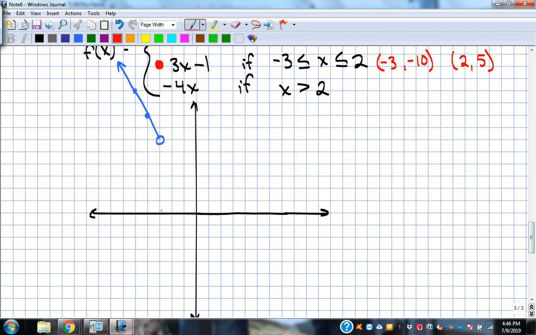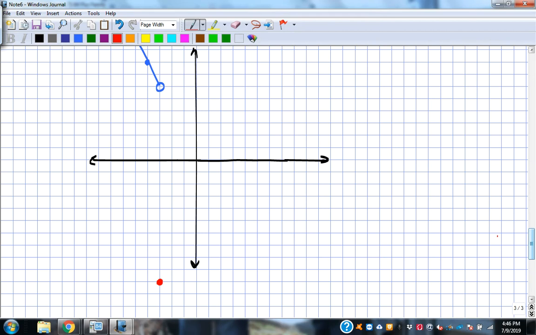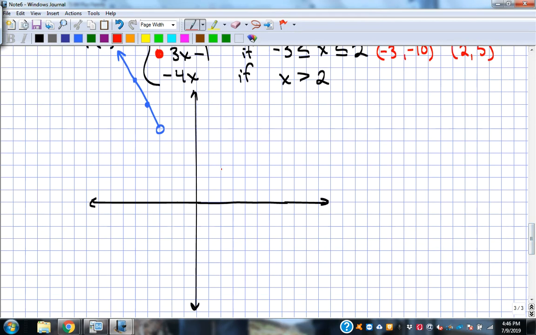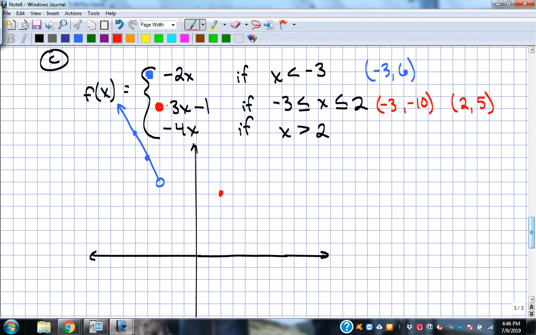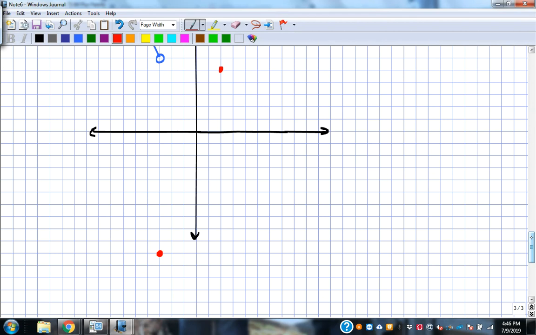All right, so I'm going to go to -3, -10. Filled in dot. And then I'm going to go to 2, 5. That's right, yeah, 2, 5. And put a filled in dot. I know that that's a straight line because the x doesn't have any variables or any exponents on it. So I'm just going to connect those two dots. I don't even have to do anything in between because I know it's a straight line.